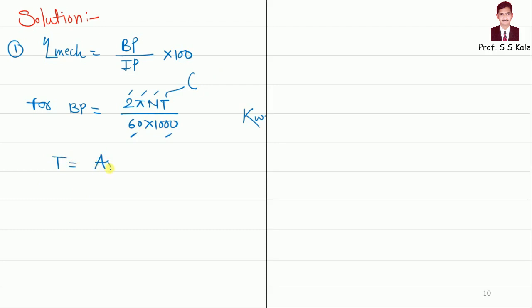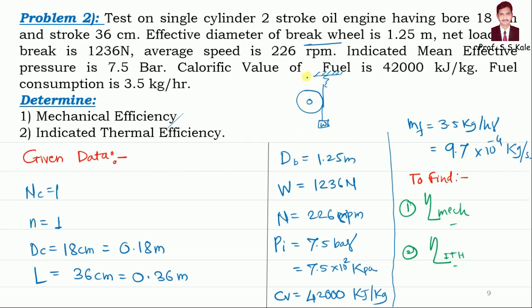What is the torque? Arm length into force. That is the simple formula to determine torque. What is the arm length now? Here you can see that the diameter is given. The arm length is from the center to this particular distance. So obviously arm length will be brake diameter by 2. What is the brake diameter given to you? 1.25 is the brake diameter. So divide by 2, that's the arm length, and load is 1236 Newton.